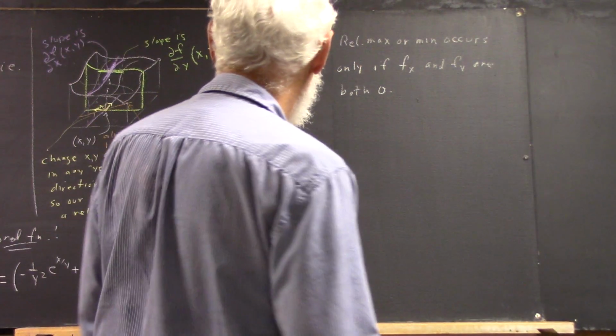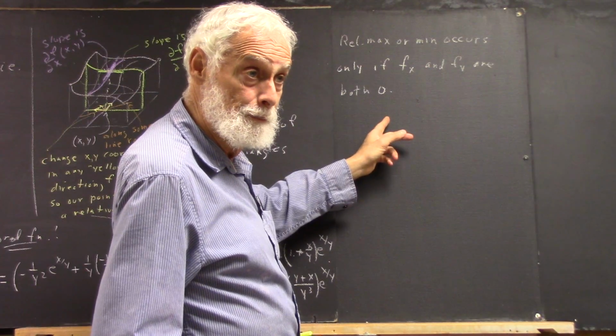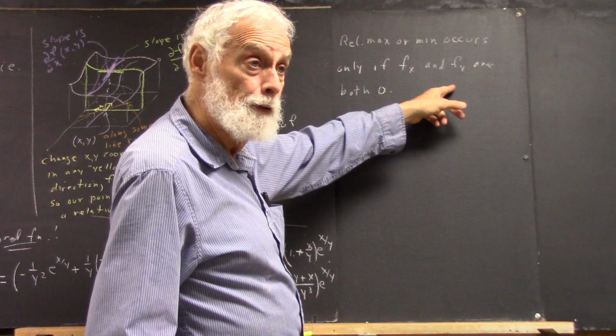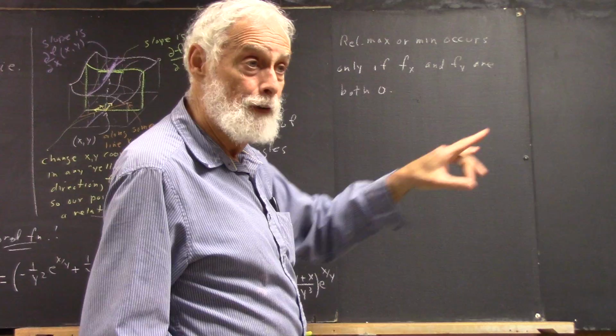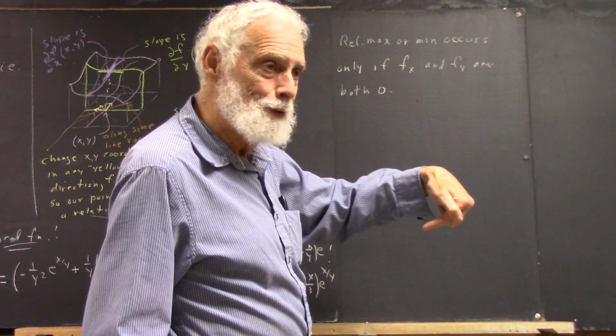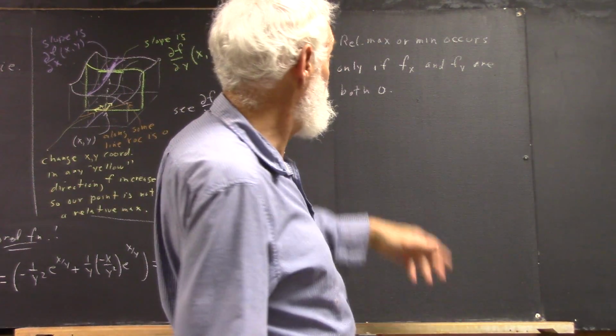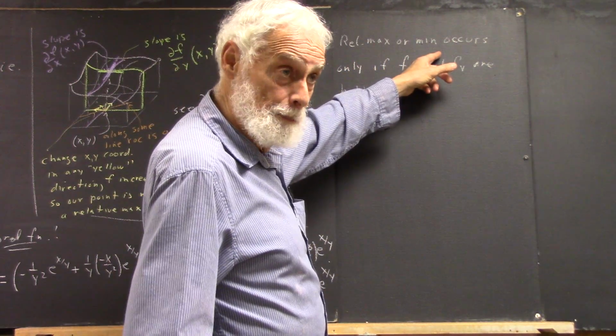So, relative max and min can occur only if fx and fy are both 0. If either one is non-zero, you move in that direction and the function either increases or decreases. You move in the opposite direction along that line, it either decreases or increases. So you can't have a max or a min, okay?